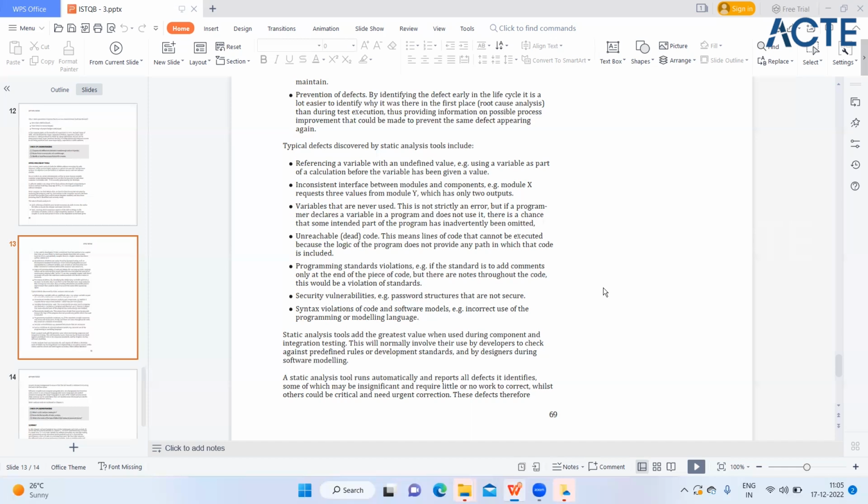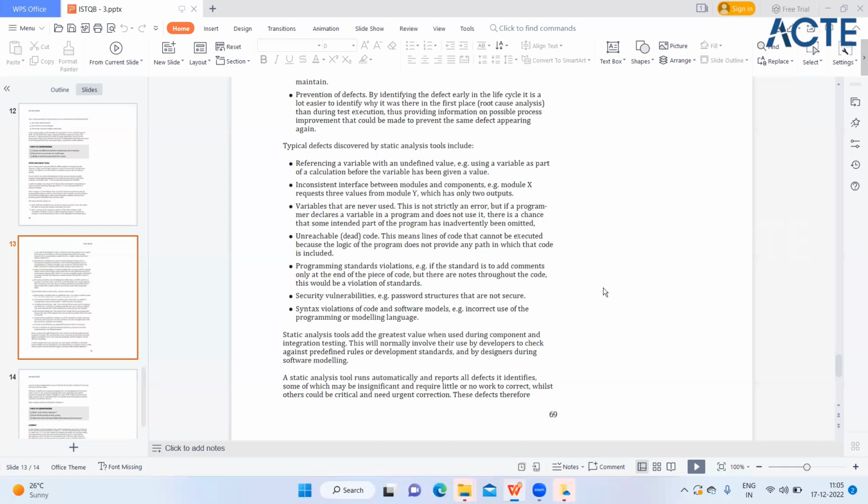So how can it be possible? Module B should have three outputs, then only we can use the three outputs of module B in module A. So it's a kind of defect. Third example is variables that are never used.